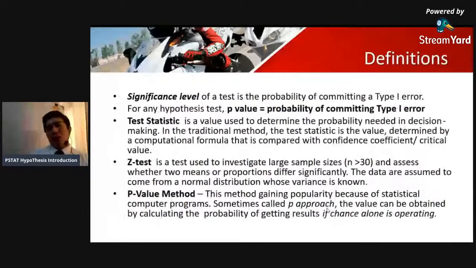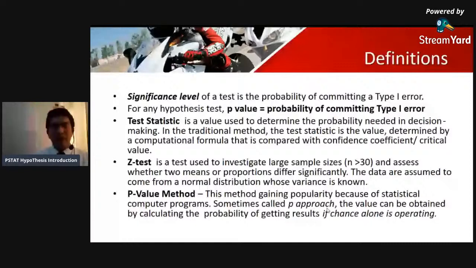Let's define some of the key terms when you are dealing with hypothesis testing. First is the significance level. This is the probability of committing a type 1 error. Next is the test statistic, the value computed, like the z-test and the t-test. Those are examples of test statistics. The z-test is used to investigate a large sample size, take note of this, larger than 30, and whether two means or proportions are significantly different.